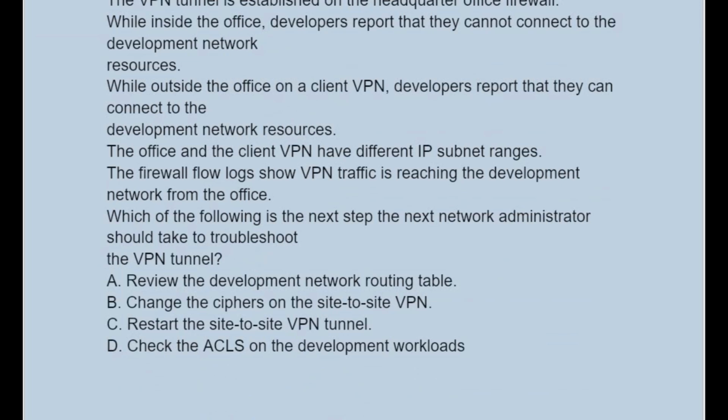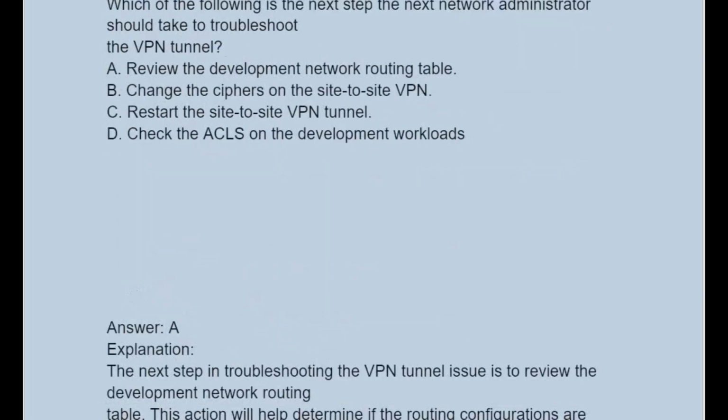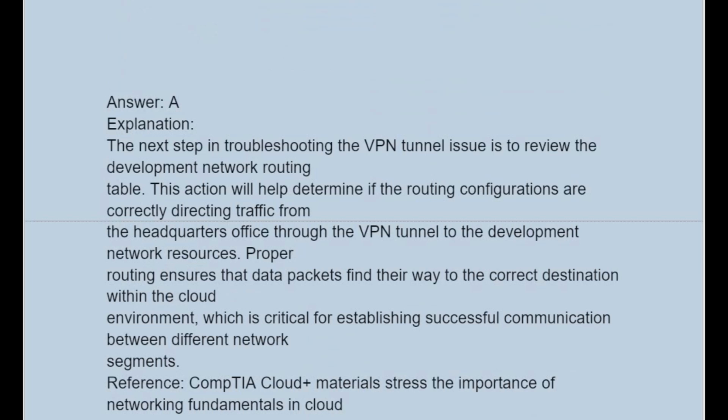Option A review the development network routing table. Option B change the ciphers on the site-to-site VPN. Option C restart the site-to-site VPN tunnel. Option D check the ACLs on the development workloads. Correct answer is option A.